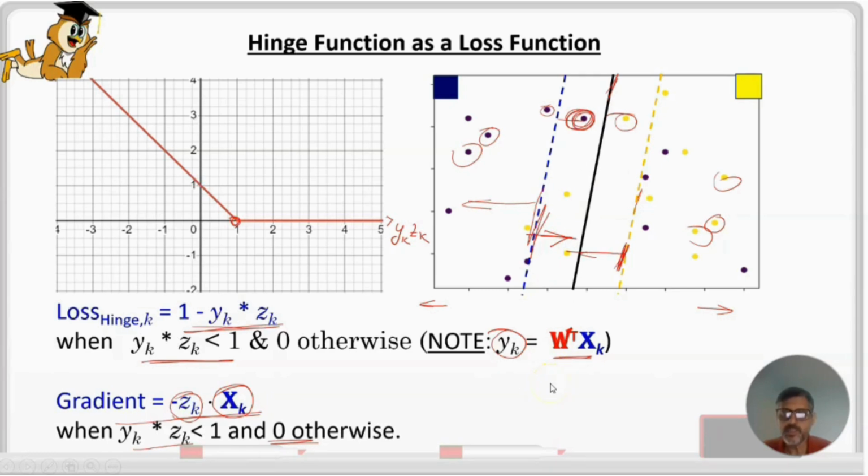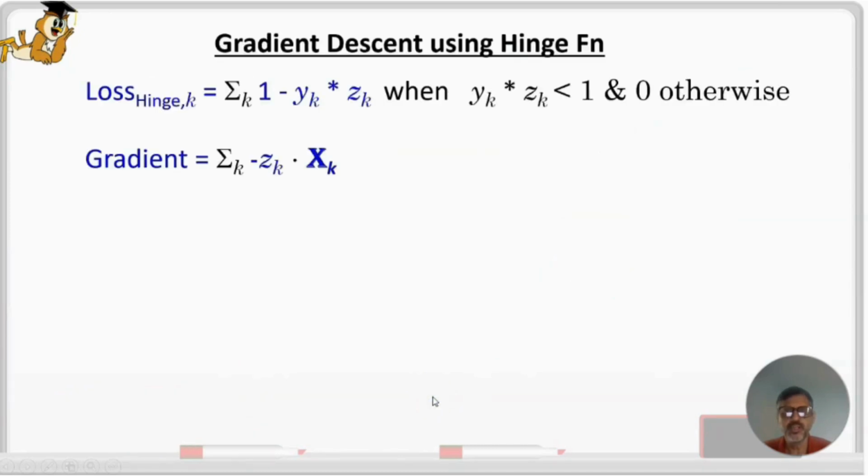Let's look at how gradient descent would work if you were to use the hinge function as a loss function. It would work exactly like any other function. We just saw on the previous slide the hinge loss, and now you are summing it up over all the k's where yk zk is less than 1, right? So the total hinge loss is the summation over k over only those points for whom the margin was less than 1. The points where the margin was more than 1, you just ignore, as their contribution to the error is going to be 0.